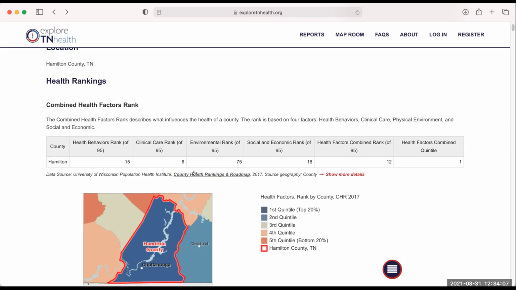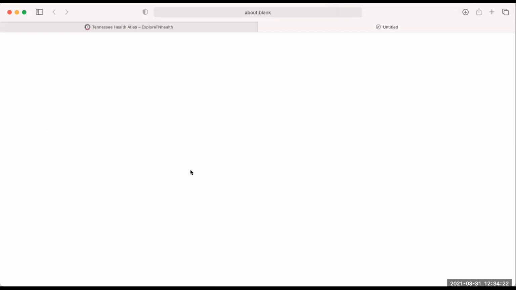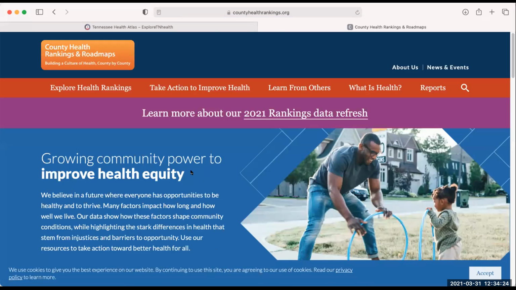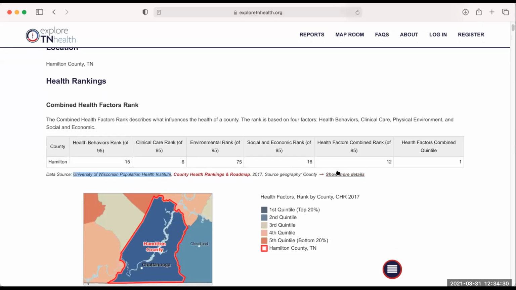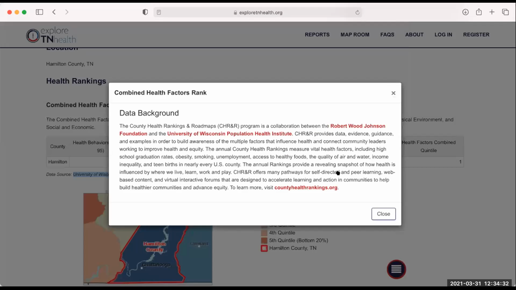And they even have a link. They're saying this is coming from the University of Wisconsin Population Health Institute. Also one of those university centers we were talking about earlier. And they even have a link to it. So I can go ahead and follow this and say, oh, well, I want to see what other information they have. And there's also this show more details link, which will tell us a little bit about that source.